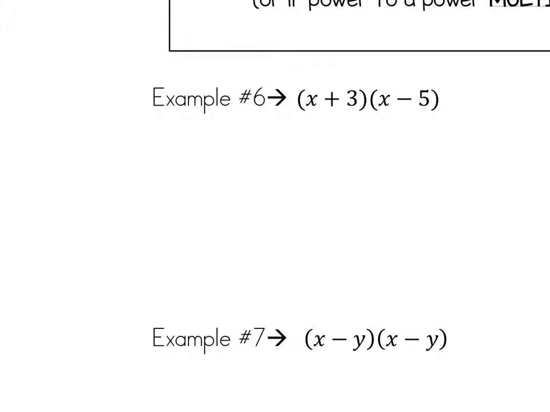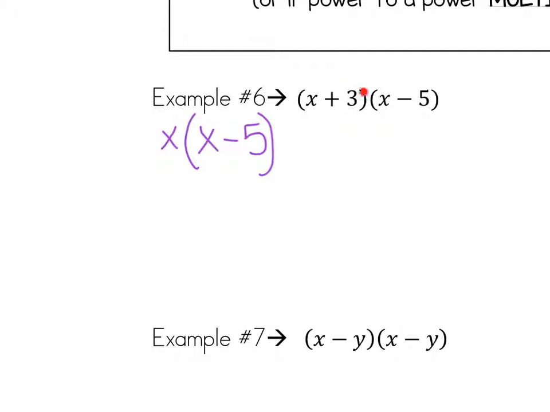We're going to kick it up a notch in number 6. Because we not only have single distribution, like if I had 3 all times x minus 5, this would be a breeze. But the fact is we have x plus 3 all times x minus 5. So this is what we call double distributing. I need to take my x, this right here, and multiply it by that whole second binomial, x minus 5.